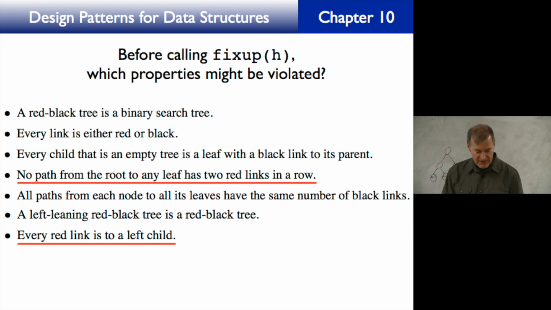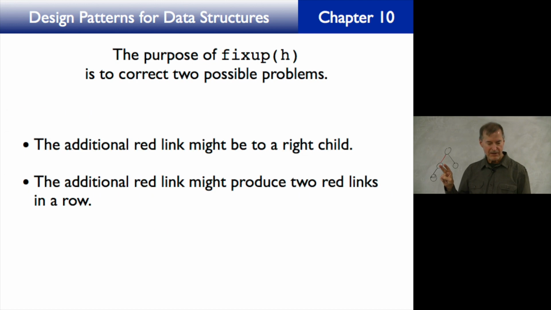So what does that mean? What that means is that the purpose of fix-up is to correct 2 possible problems. And so we have to understand what those problems are so we can understand how fix-up works. First of all, the additional red link might be to a right child. And the additional red link might produce 2 red links in a row. Now, is everybody clear on that? So those are the 2 problems that we have to solve on fix-up.